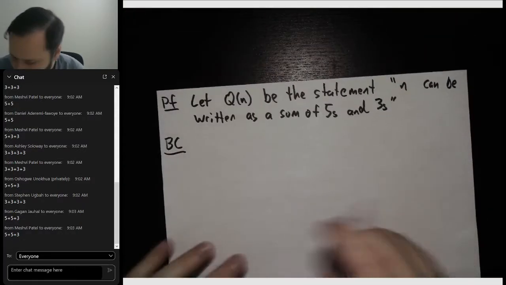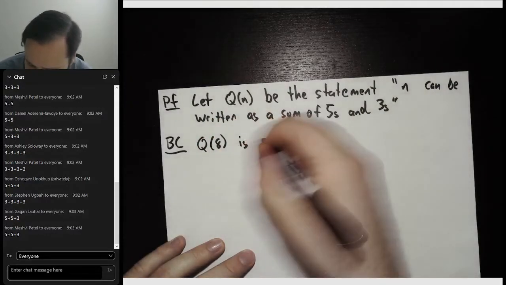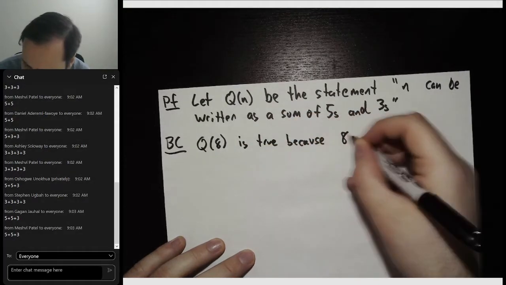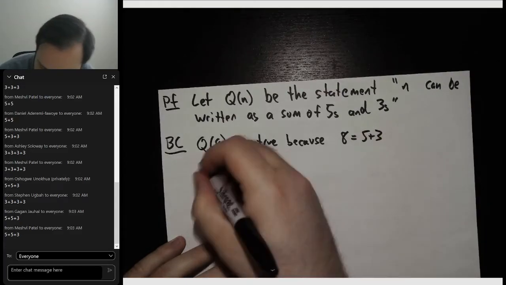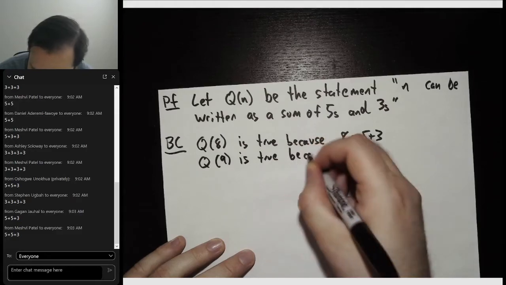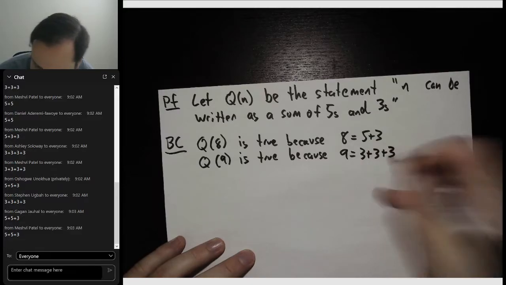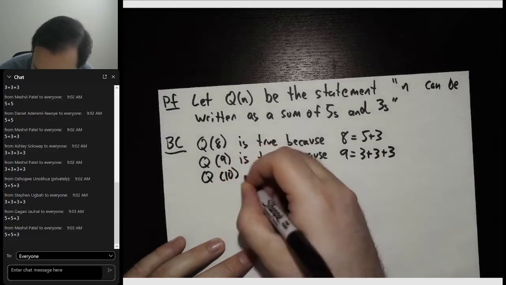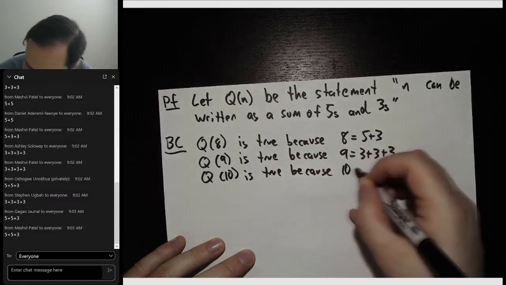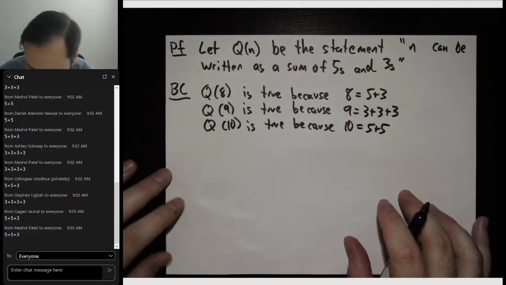So I want to prove 3 different base cases. Q of 8 is true because 8 is equal to 5 plus 3. Q of 9 is true because 9 is equal to 3 plus 3 plus 3. And Q of 10 is true because 10 is equal to 5 plus 5. Okay.